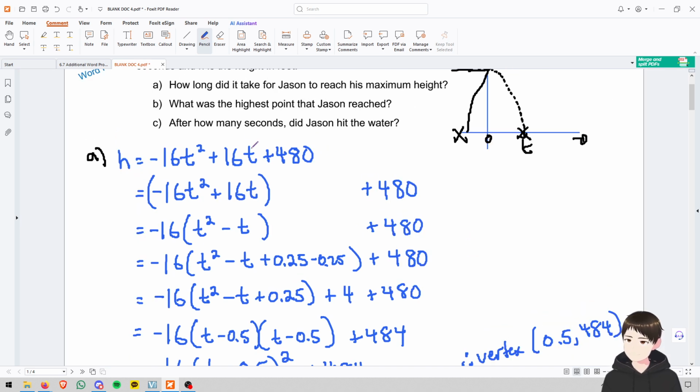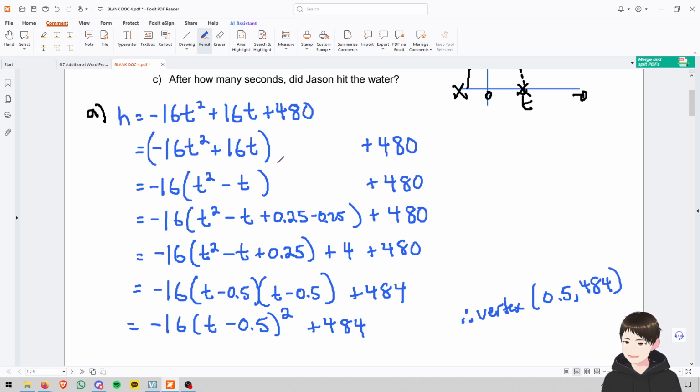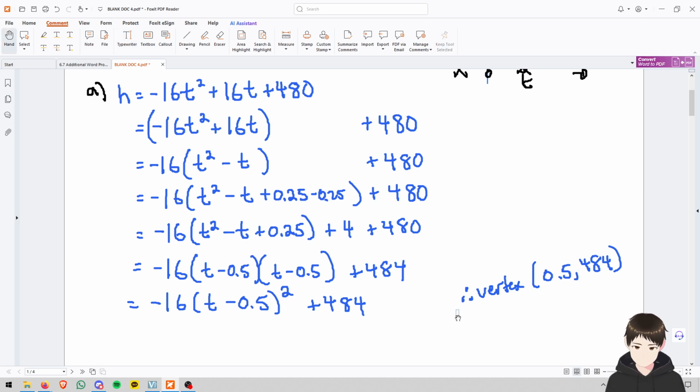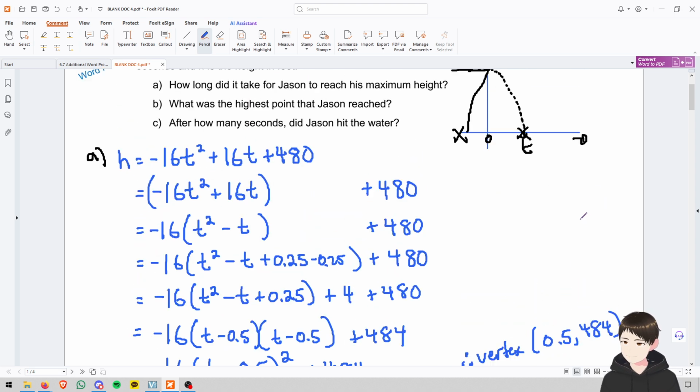Oh, and it's reached at 0.5 seconds. So how long did it take for Jason to reach? It took Jason 0.5 seconds. Caitlin's going to be mad at me. I need the therefore sign. There. Okay, that's part A.